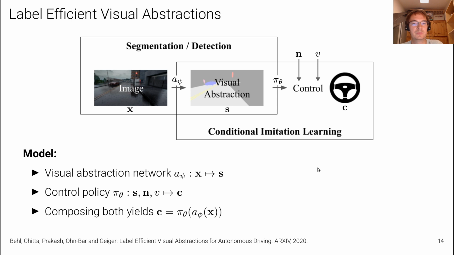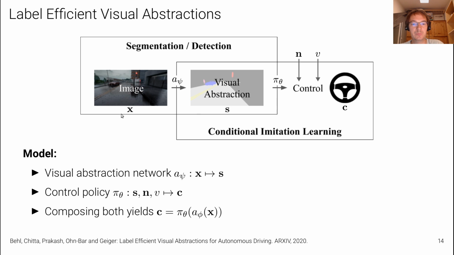Here is the model that we consider. We have a segmentation and detection part here on the left, where the input is an image X, which is transformed through a visual abstraction network into a visual abstraction representation, which we call S. And then we have a standard conditional imitation learner that takes this visual abstraction S as input. In addition, it takes the navigation control command N and the velocity at the current point in time, because we consider only the current image and not previous images, so the model doesn't know anything about the current speed if we don't add it to the system. It produces the control output, or the action C.